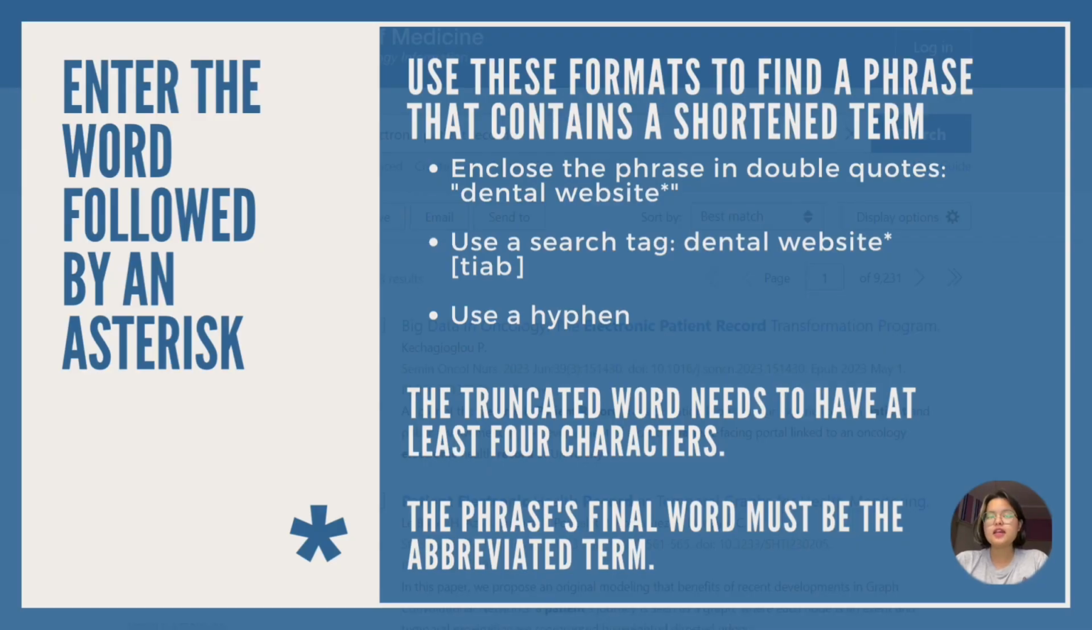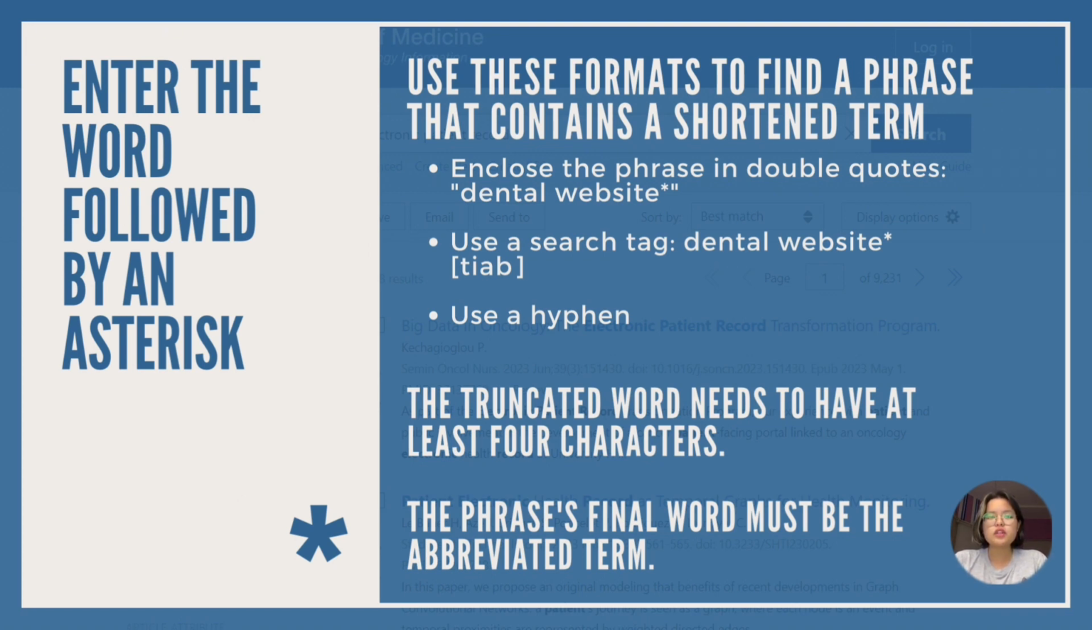The next step is to enter the word followed by an asterisk, which is the wildcard character to search for any terms that start with that word. Use these formats to find a phrase that contains a shortened term. Enclose the phrase in double quotes, such as in "dental website*". Use a search tag, and use a hyphen.